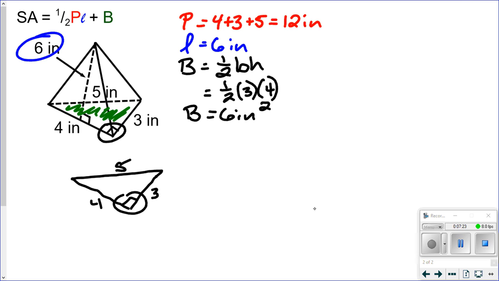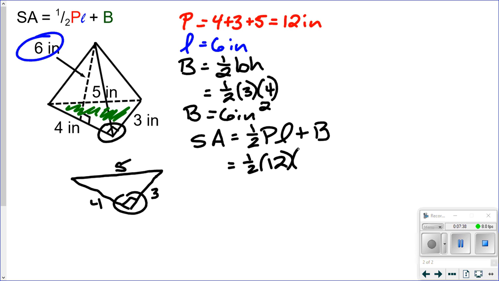So the last thing we have is just to plug those into the formula. So 1/2 times P times L plus big B. So I have 1/2 times 12 times 6 plus 6. And again, make sure that you multiply these before you add the 6. So half of 12 is 6, and 6 times 6 is 36 plus 6. So the surface area is 42 square inches.